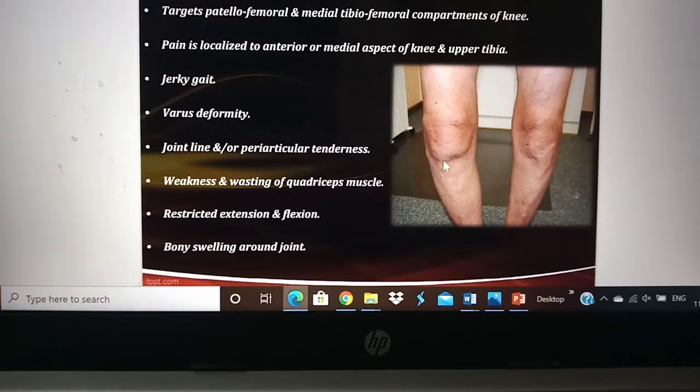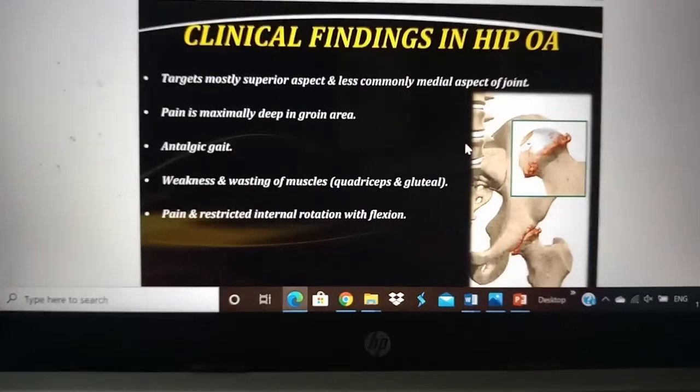They also have restricted extension and flexion. See, the person in this picture has not fully extended the knee, which means they have a bent knee. They neither fully straighten the knee, nor do they fully fold it. So extension and flexion are restricted, and there is bony swelling around the joint area. These are the key clinical findings in a person with osteoarthritis of the knee.